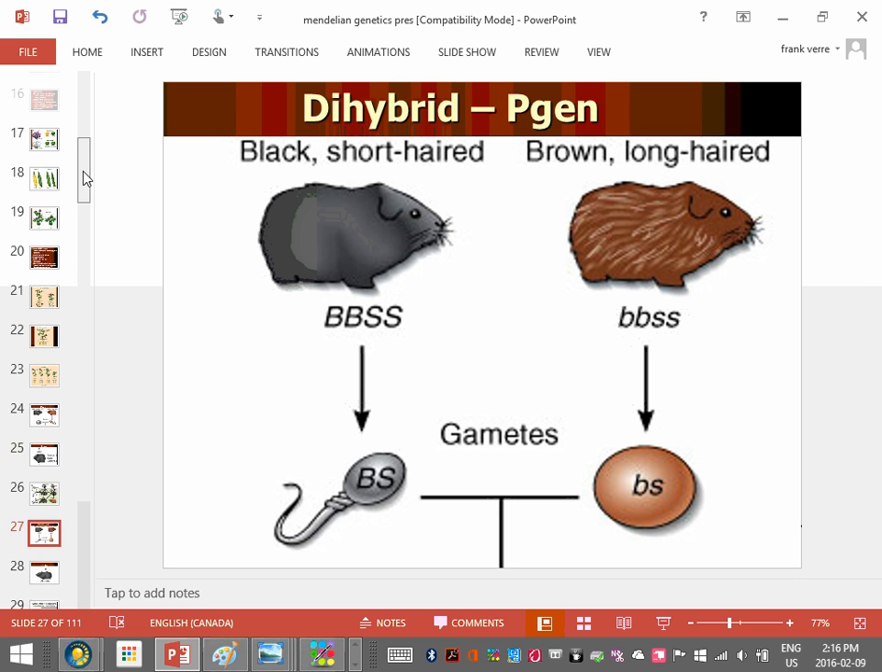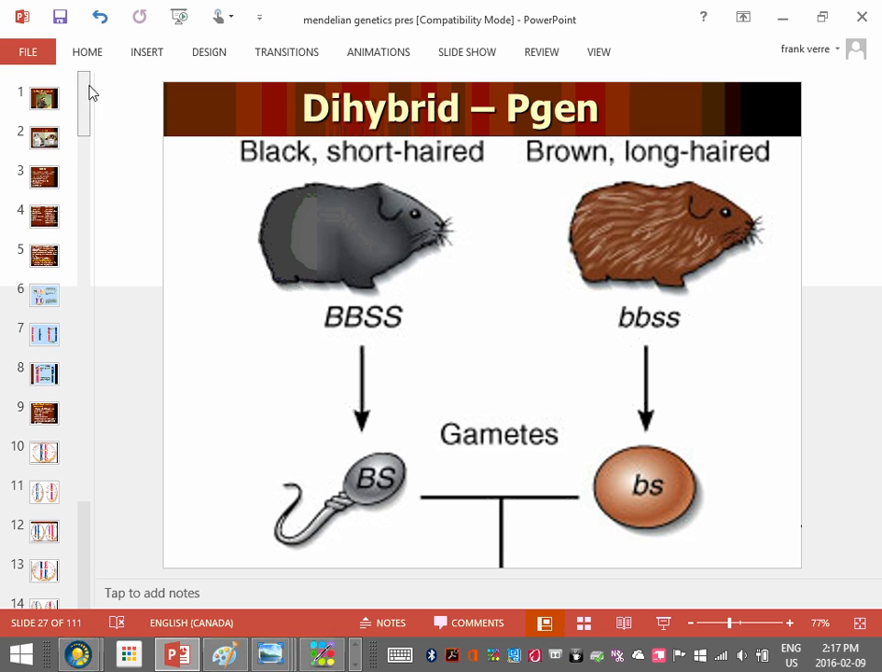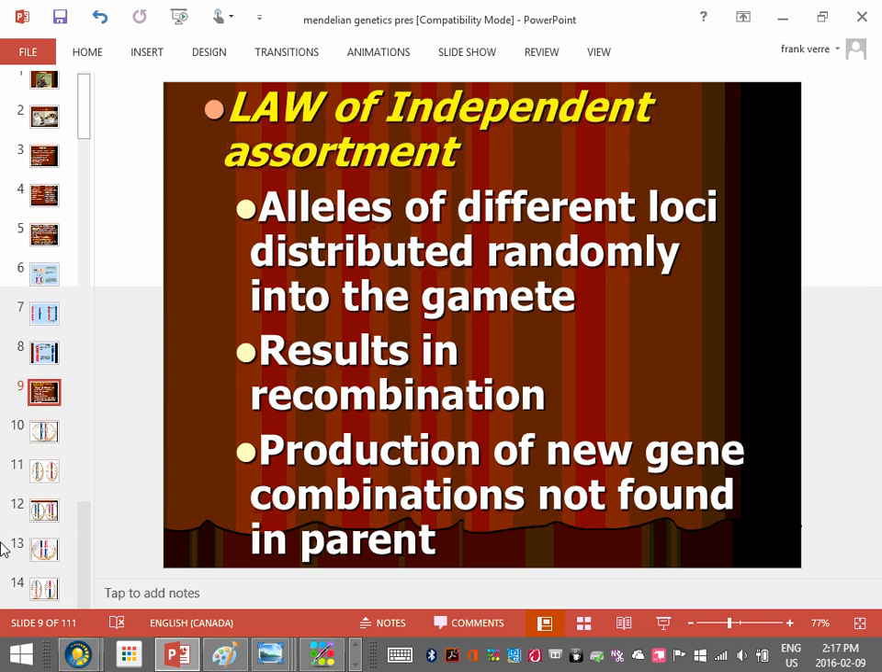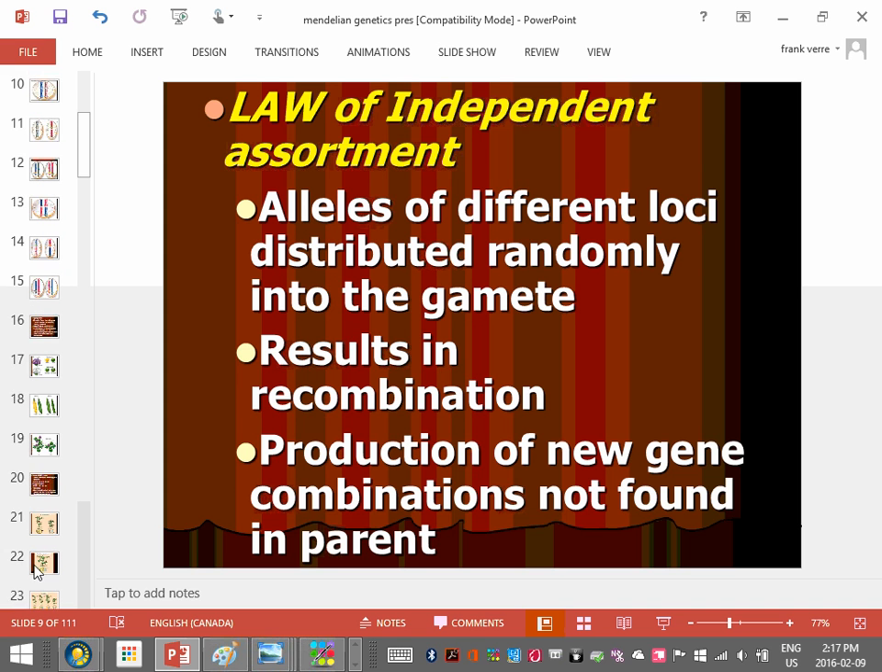Because one of the other things we have to assume is a law. And I'll show you the law right here. It's called the law of independent assortment. What that means is that the two genes will separate during sex cell formation, and the way they separate has nothing to do with the other gene, because they're not together. Now, I'll show you what I mean by that as we go through this dihybrid situation, okay?